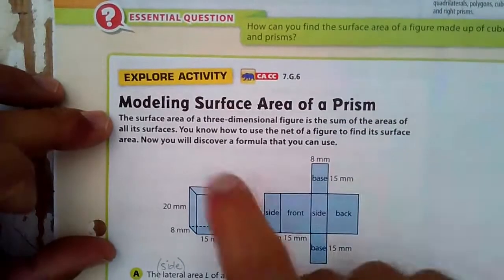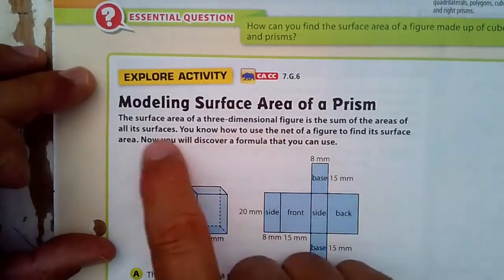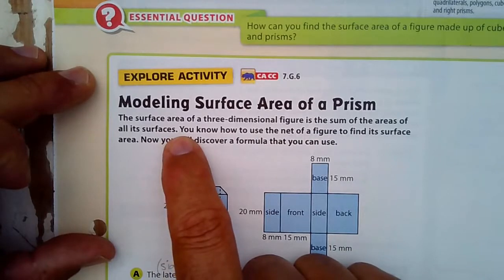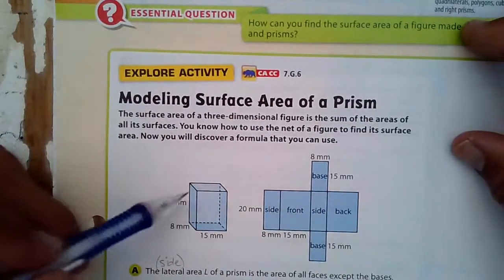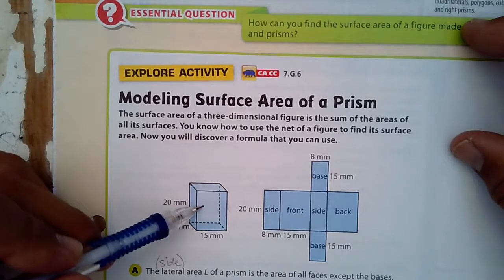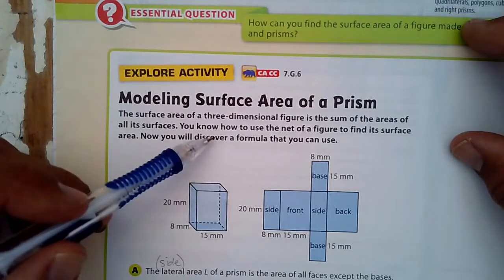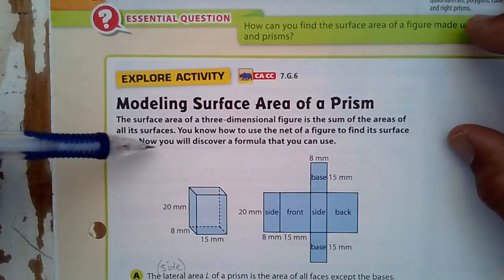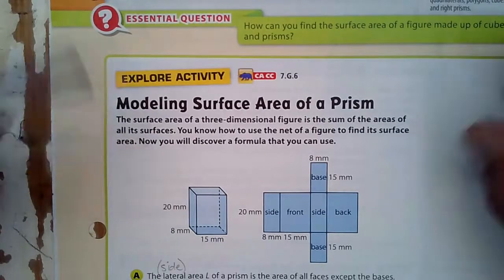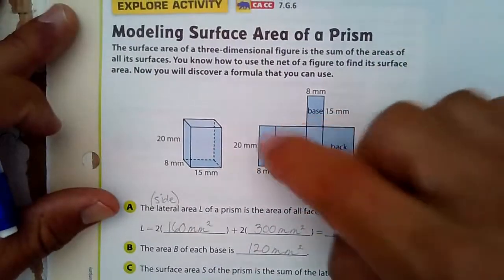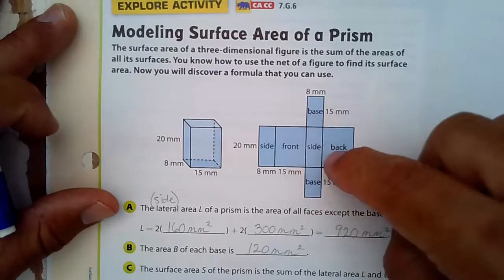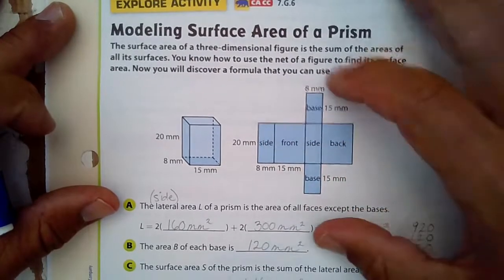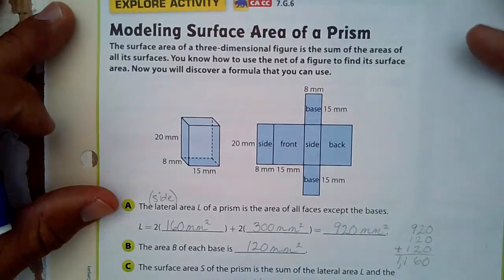So the surface area of a three-dimensional figure is the sum of the areas of its surfaces. So we're talking about the surface of this figure. We're not talking about what's inside, which is the volume of the figure, just the surface area. You know how to use the net of a figure back in 6th grade to find the surface area. Now you will discover a formula that you can use. So one approach is just to add up all of the surfaces that you see, and we're going to transfer this to a formula that you can use.